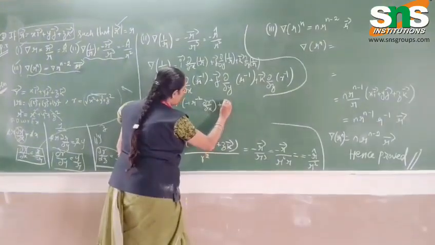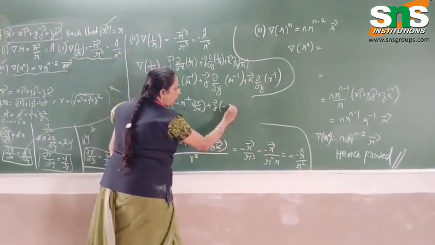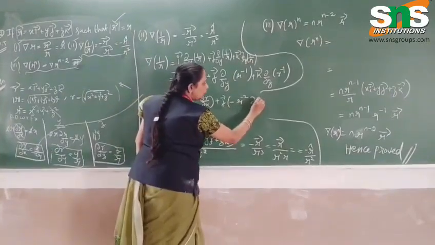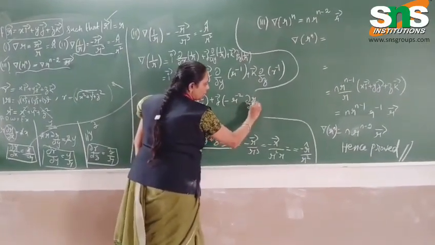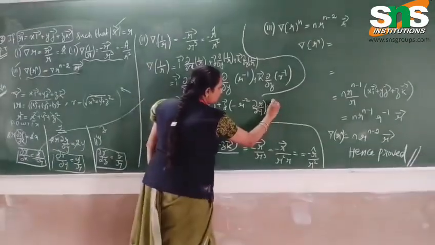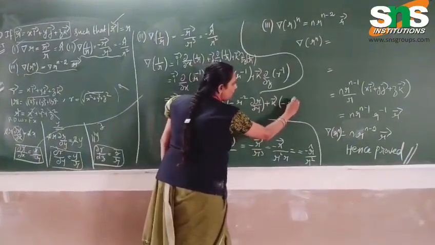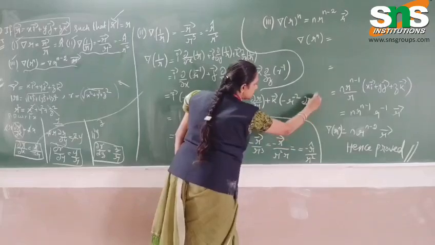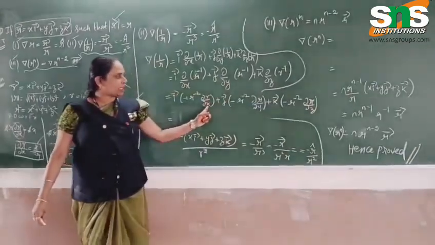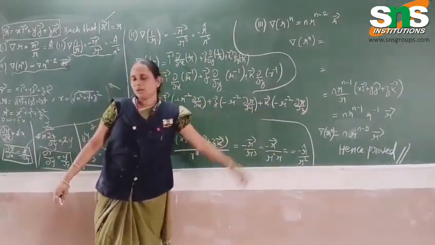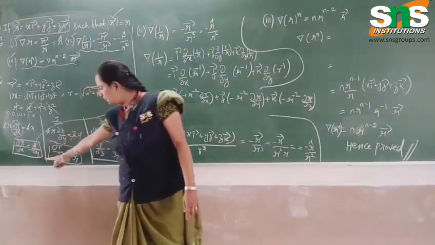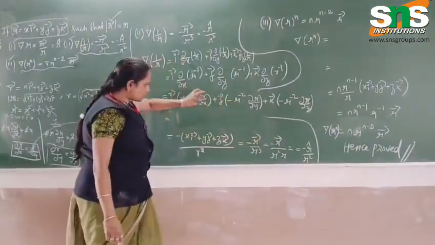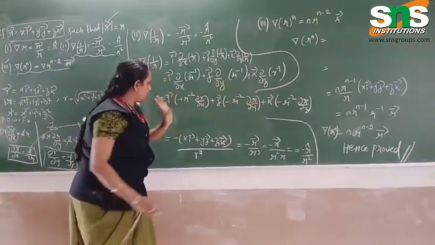Similarly, j vector minus r power minus 2, partially differentiating with respect to y, that is dou r by dou y. Then k vector minus r power minus 2 dou r by dou z. In this, the values of dou r by dou x, dou r by dou y, dou r by dou z, what are they? x by r, y by r, z by r. So here we substitute x by r, y by r, z by r.